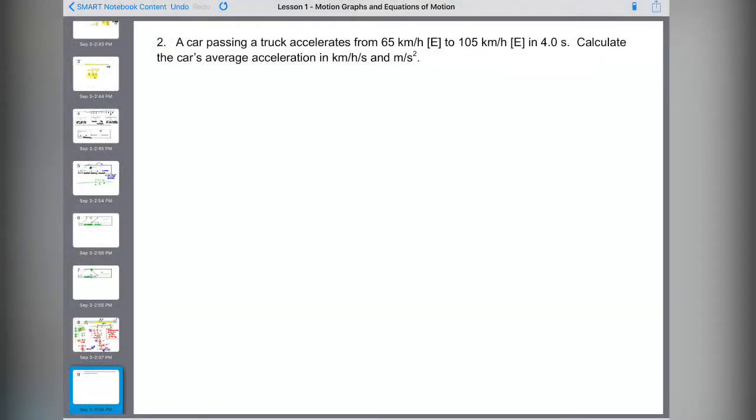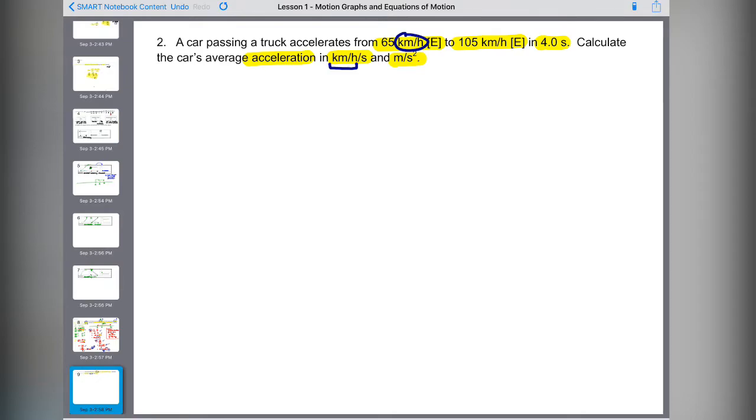Question 2. A car passing a truck accelerates from 65 kilometers per hour east to 105 kilometers per hour east in 4 seconds. Calculate the average acceleration in kilometers per hour per second and then in meters per second. If you take a look at it, they're basically telling you to keep the speed in kilometers per hour and then just divide it by time.